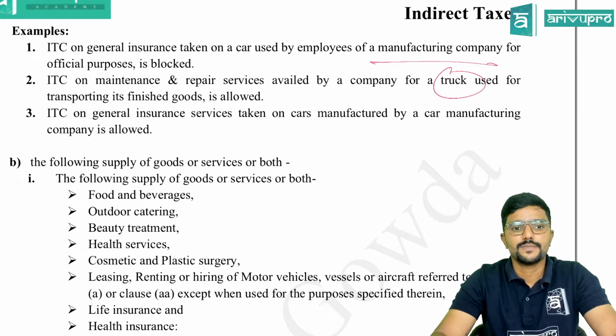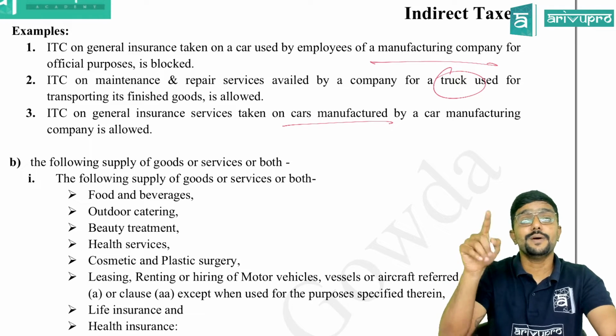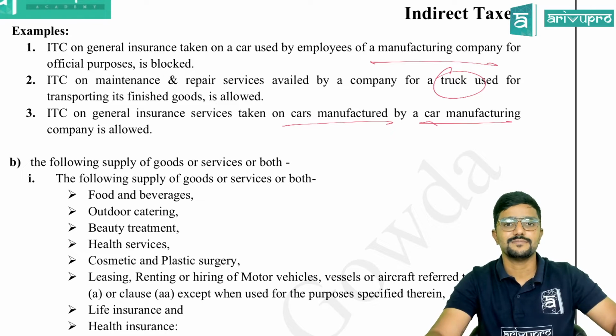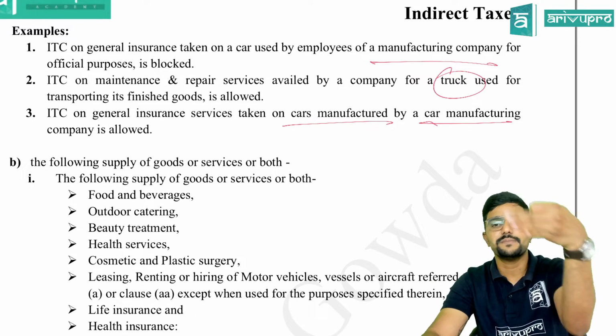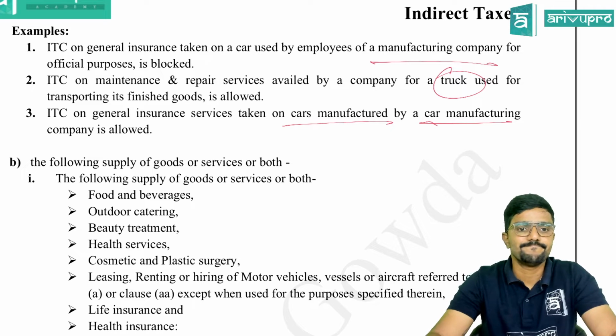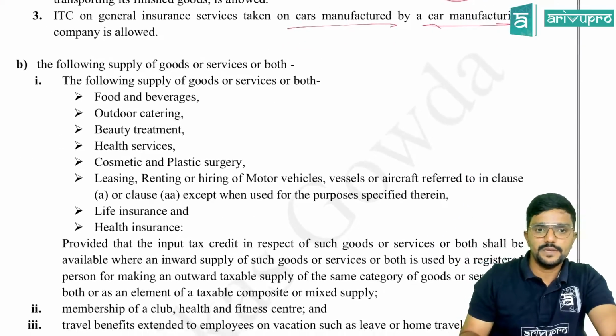Clear? Next, ITC on general insurance services taken on cars manufactured by whom? Car manufacturing company is allowed. You are a manufacturer of car. So in that case, whatever three services you are taking as an inward supply, credit is available. Clear, guys? Yes. Now coming to clause B.